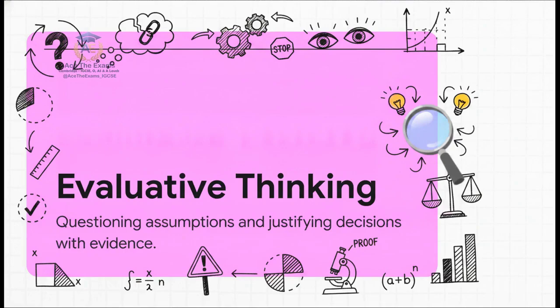Now, throughout that entire sequence, you must apply what we call evaluative thinking. This means constantly questioning your own assumptions and justifying your decisions with solid mathematical evidence. In binomial expansions, this means actively checking: does your n value even allow for a finite series? Or perhaps you need to state the exact range of x for which your expansion is mathematically valid. This level of thinking is your ultimate defense against misunderstanding the core principles of the question.